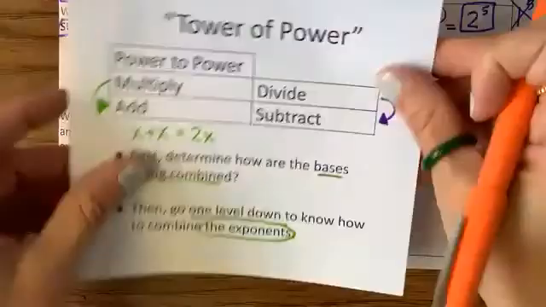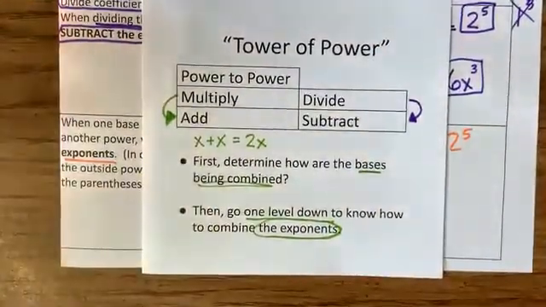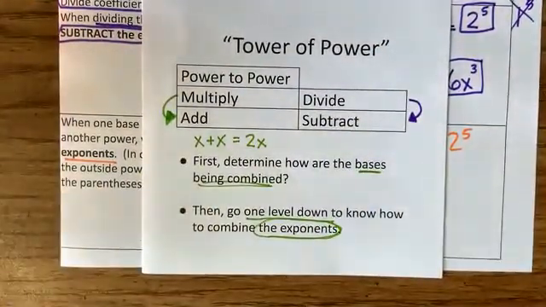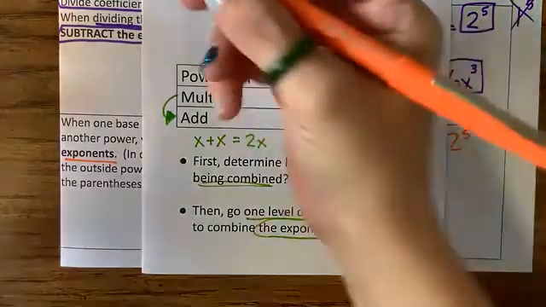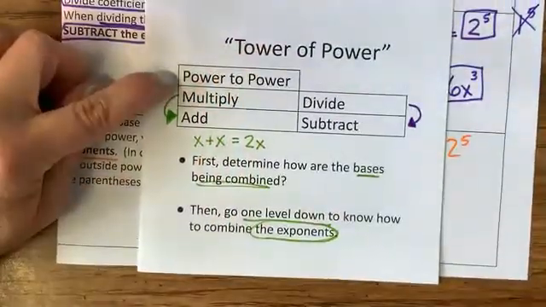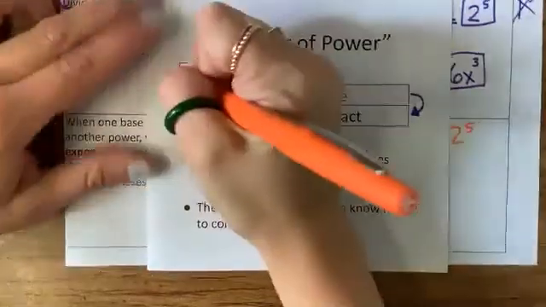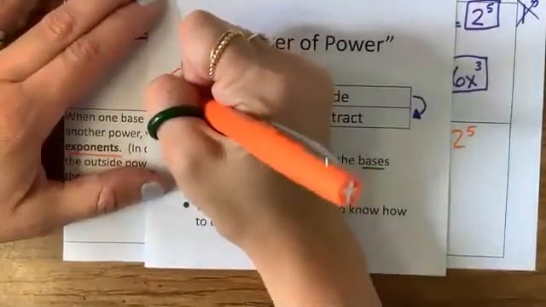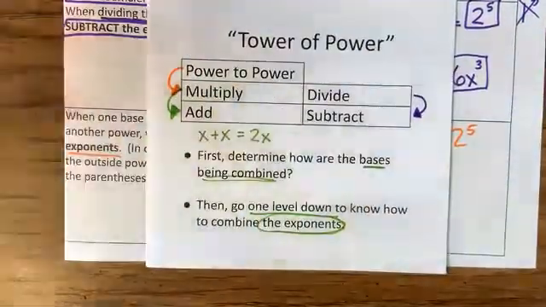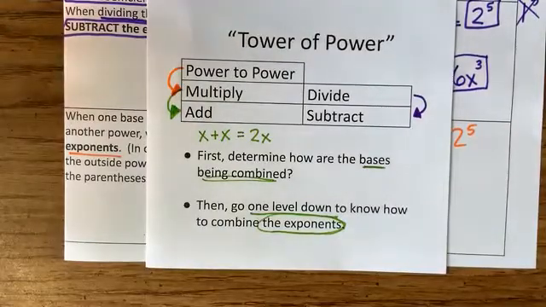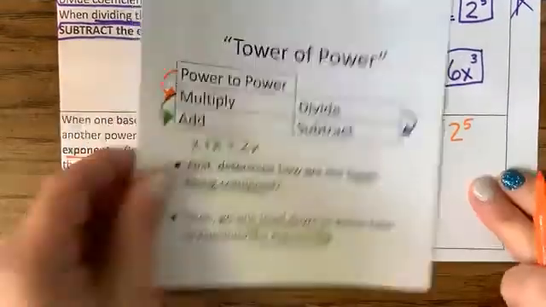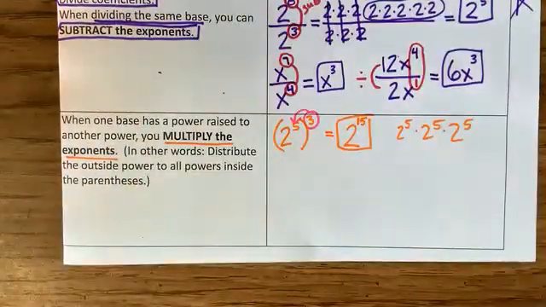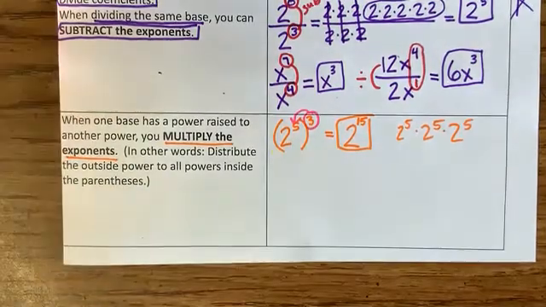That's why on your tower of power, if it is a power to a power, if you notice, that problem is a base being raised to an exponent, raised to another exponent, you go one level down to put the exponents together. So you multiply the exponents. That's how that tower of power works. Let me do that in a minute. I don't have the marker. So let's look at another example.